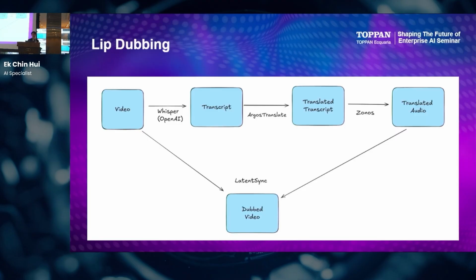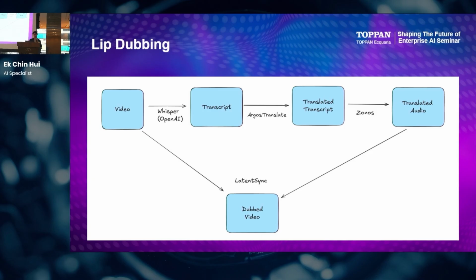Next up, we have lip dubbing, designed to make multilingual content feel native, both in sound and appearance. Here's how the system works. We start with a raw video. Using OpenAI's Whisper model, we generate a precise transcript. That transcript is then translated using the Argos Translate library into the target language. A text-to-speech model, Zonos, converts the translated text into audio that matches the tone and the speaker's profile. So it's using voice sampling and voice cloning technology to mimic the voice.